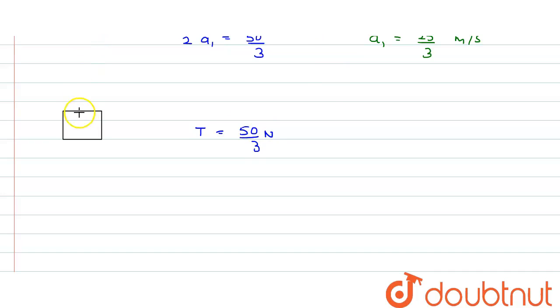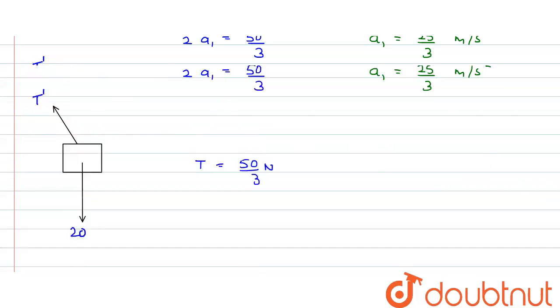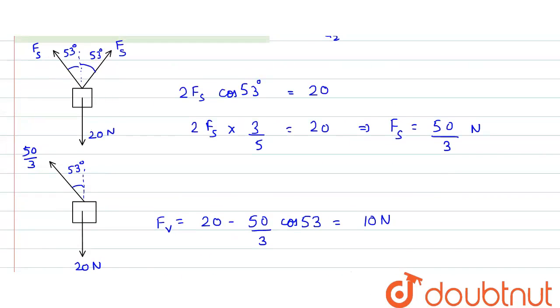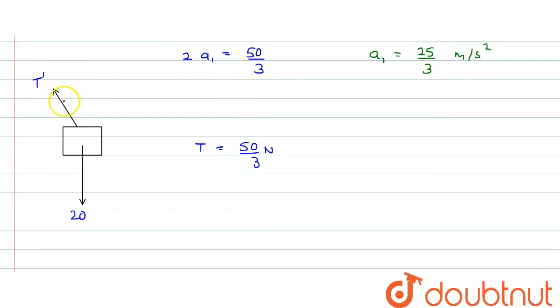Now when we have cut the right string, only the left string would be there, and there would be a mass, so there would be a weight 20. Now this string force can change instantaneously. So this would be a new string force, T dash. Spring force cannot change instantaneously, but string force can change instantaneously. So there would be a new T dash.